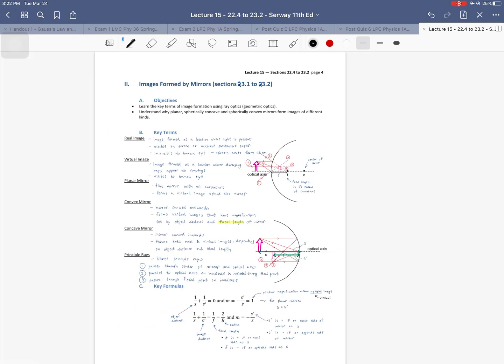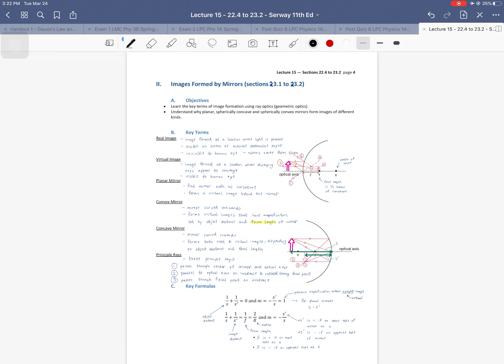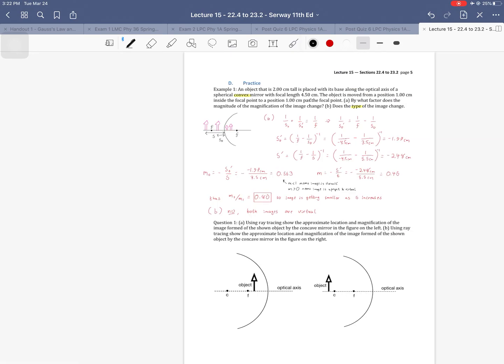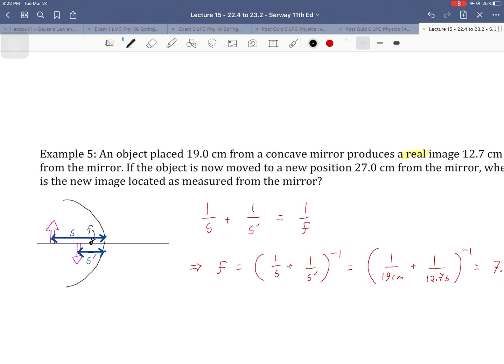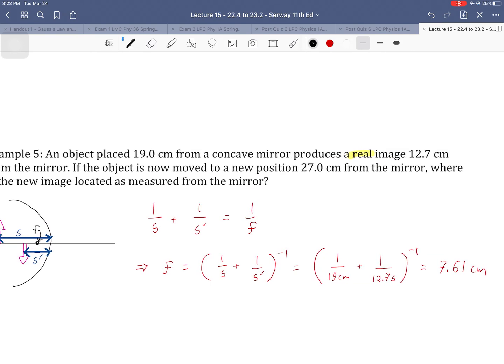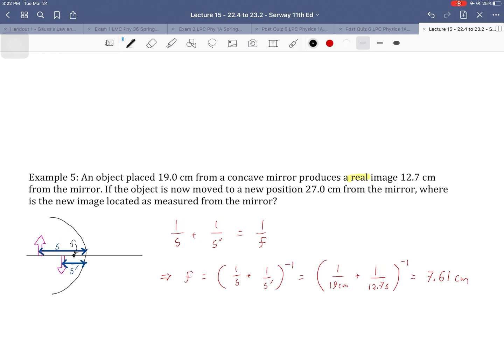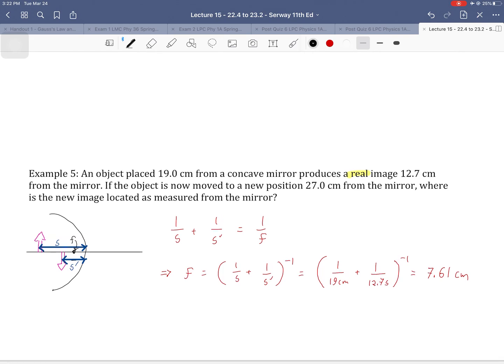Let me just consult something real fast. Does that make sense? Yep, because the real image is coming outside the focal length. That makes sense, that both S and S prime are bigger than F. Yep, that's going to be the case. And then if the object is now moved to a new position of 20 centimeters, where is the image?